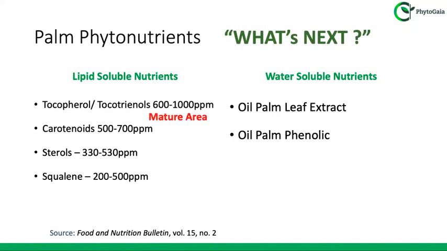For example, tocotrienols and carotene. These are the two compounds extracted since Carotech time, 25 to 26 years ago, since the mid-90s. Studies have been done, safety has been done, so it's a matured area. So what can be done next? As I mentioned for carotenoids, vitamin A activity, many studies have been done, and replacing the synthetics or retinols with palm carotene is a bit challenging because of the price. So what is next?